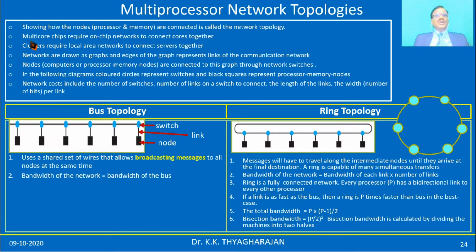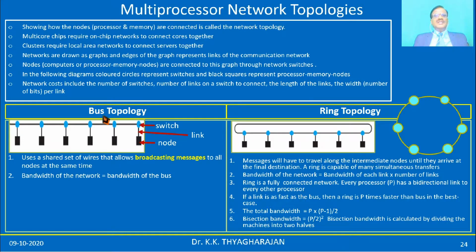In a multi-core chip, all the cores are connected together in a single chip using a network. Similarly, in the case of clusters, the nodes will be processors and each node will have memory also. In clusters, if you want to connect all the nodes, you need local area networks. The networks are drawn as graphs like this. It will have the nodes, the switches which are shown in blue circles, and the links. The links will connect the node with the switch.